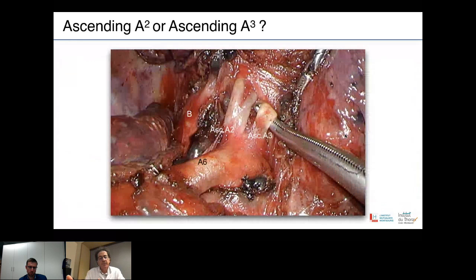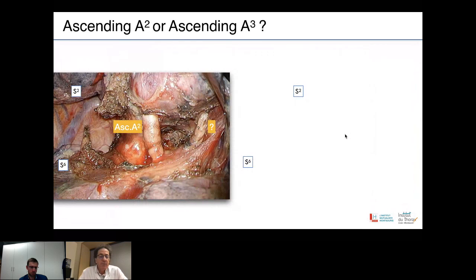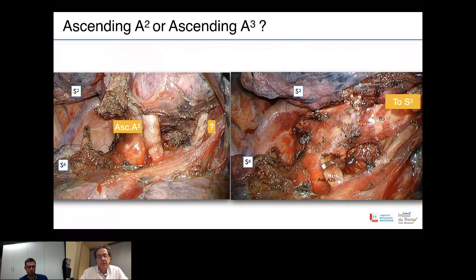And sometimes you face this situation: instead of having one ascending A2, you have two arteries in the fissure. And sometimes you don't know exactly whether they are both for segment 2 or one for segment 2 and one for segment 3. So if this happens, you just control that one, keep this one and go on with the dissection. And here you see that it's obvious, once you have dissected B3, that this artery is also for segment 3.